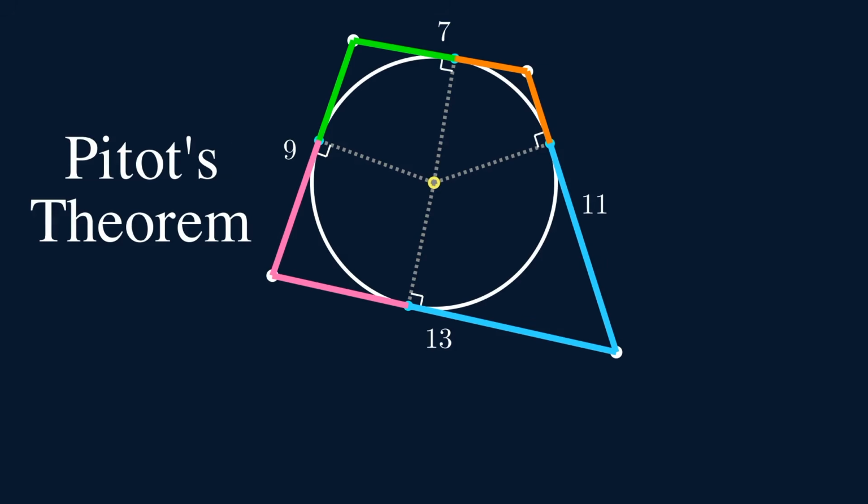Another fun fact, there's actually a name for this, Pitot's theorem. In a quadrilateral with an inscribed circle, the sum of the opposite sides is always equal.